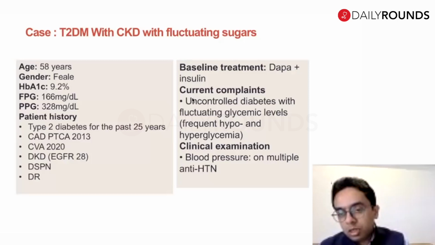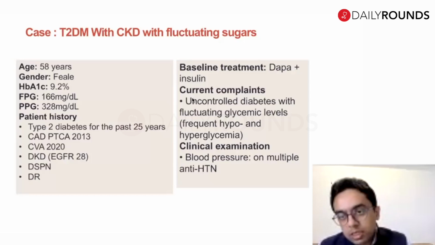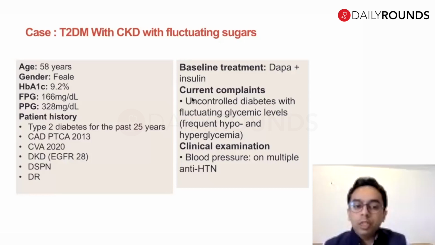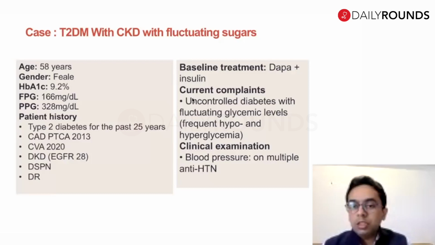She came with uncontrolled blood sugar, with HbA1c of 9.2, fasting of 166, postprandial of 300. She already had a PTCA in 2013, stroke in 2020, and she has CKD with an eGFR of 28, with DSPN and diabetic retinopathy. She was on dapagliflozin because she has CKD, CVA and all those risk factors, so obviously she should be on this. As her GFR is less than 30, we have not prescribed metformin, and she is on insulin.